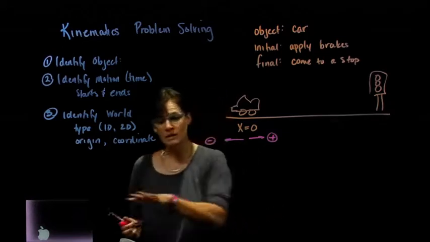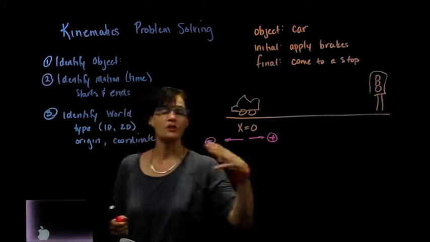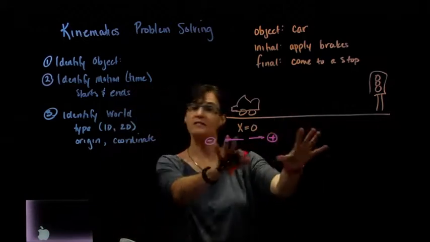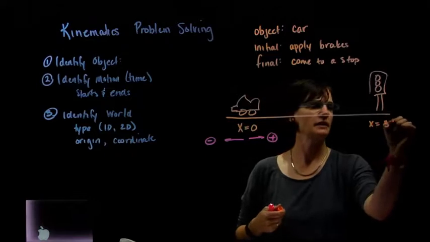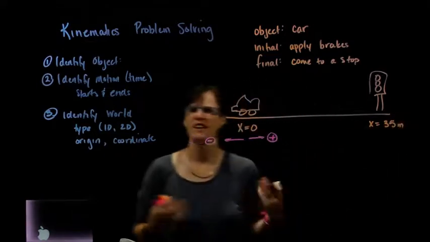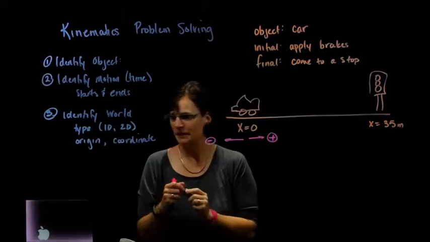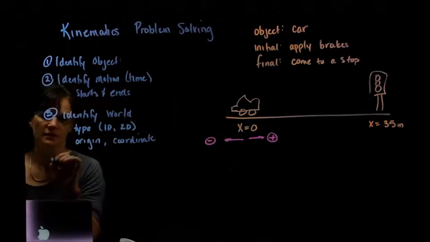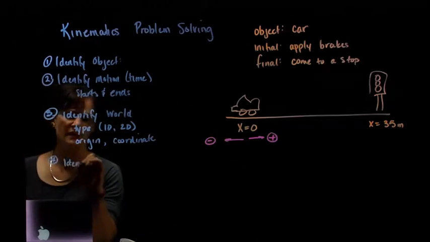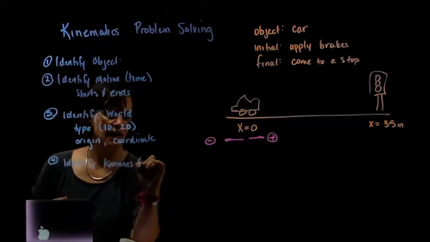So it told us in the problem that the stoplight was 35 meters ahead. And as I've drawn it, that means that the stoplight is sitting out here at a positive 35 meters. So we can conceptualize the world that we're interested in. All right, the next step in our process is to identify our knowns and unknowns.